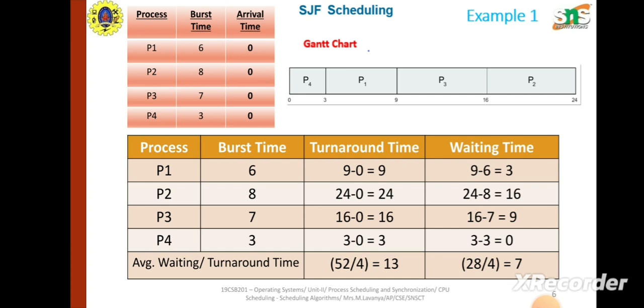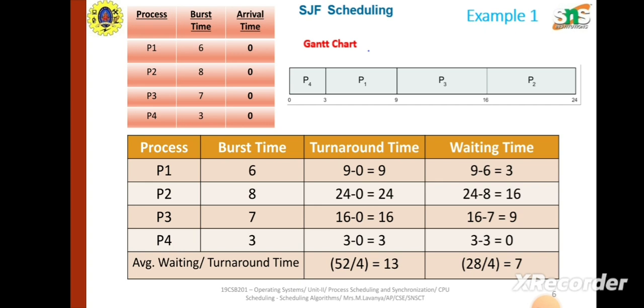Then now P4 and P1 have completed their execution. The waiting processes are P2 and P3. Now we are comparing the burst time of these two processes. P2 has 8 milliseconds and P3 has 7 milliseconds. Comparing these two, P3 with 7 milliseconds is the minimal burst time. So next P3 will be allocated to the CPU for its execution. So P3 starts at the time of 9 milliseconds. 9 plus 7, P3's burst time, equal to 16. 16 is the completion time of process P3.